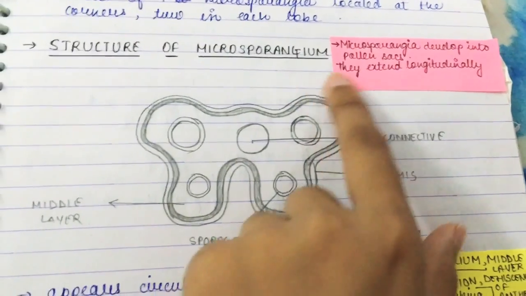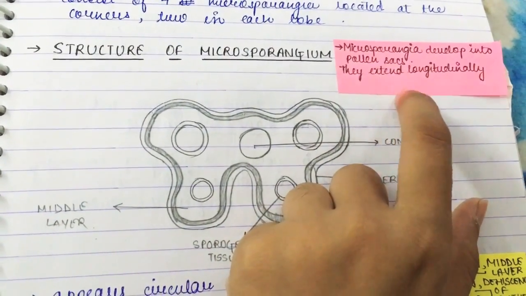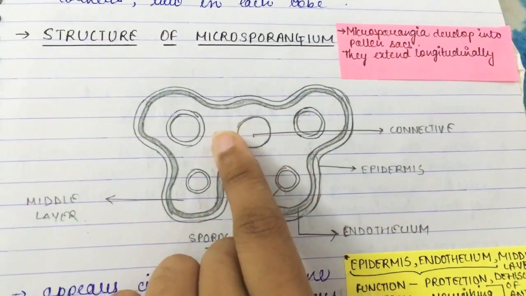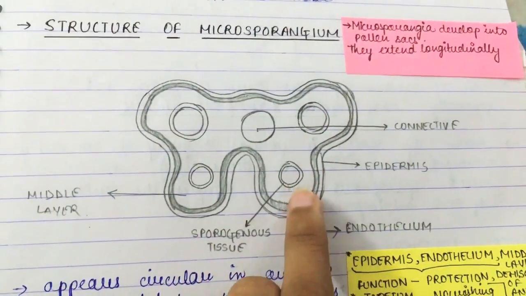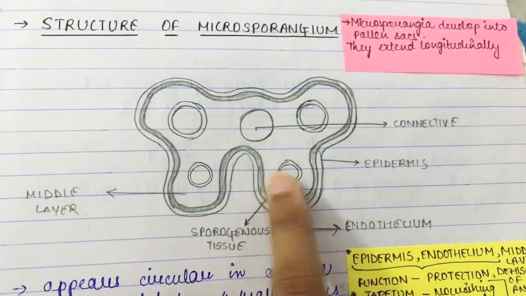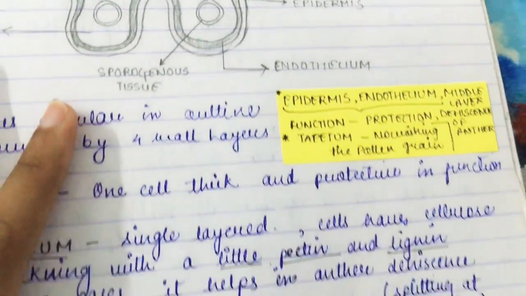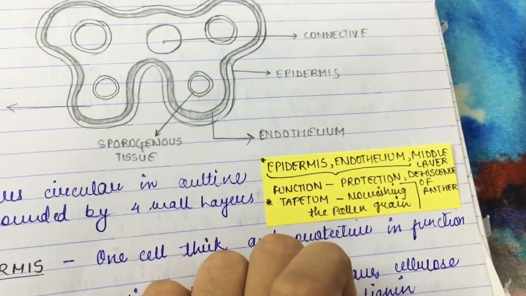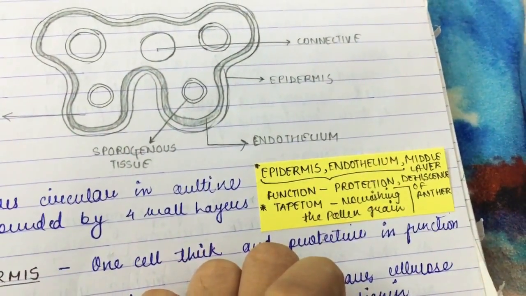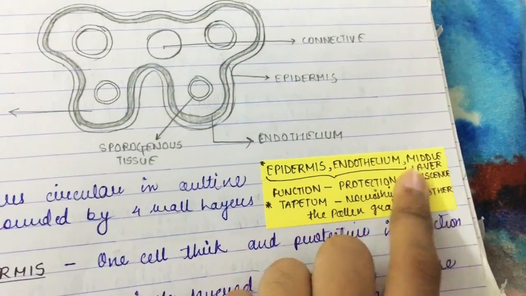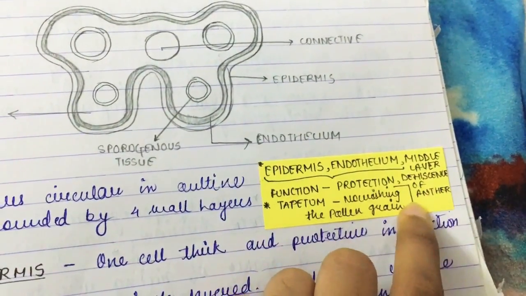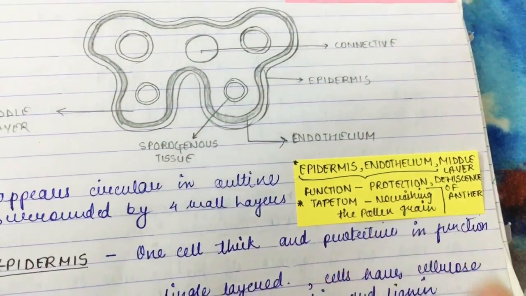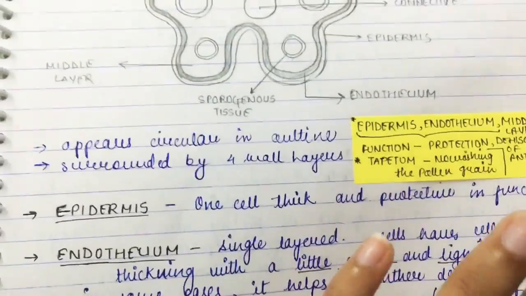So here you can see microsporangia develop into pollen sacs and they extend longitudinally. So this is connective and this is epidermis layer, endothecium, sporogenous tissue and middle layer. Epidermis, endothecium, their function is to protect, and middle layer, their function is protection and the dehiscence of anther. And tapetum provides nourishment to the pollen grain.